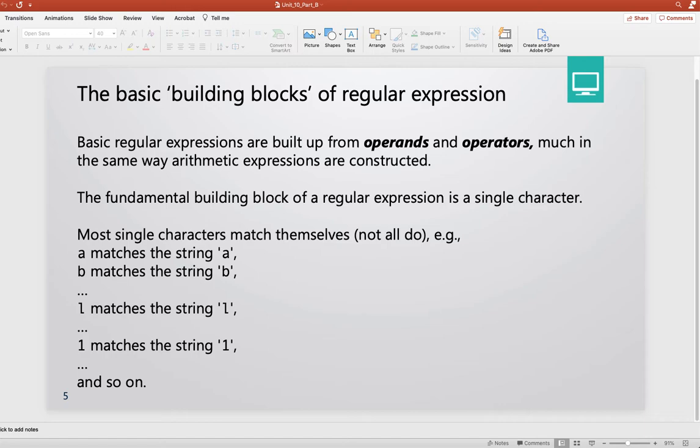Basic regular expressions are built up from operands and operators, much in the same way arithmetic expressions are constructed. The fundamental building block of a regular expression is a single character. Most single characters match themselves. Not all do. For example, A matches the string A, and B matches the string B, etc.